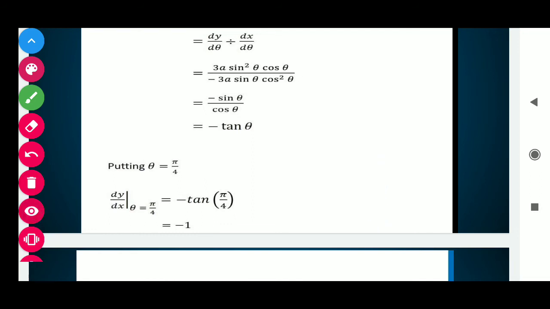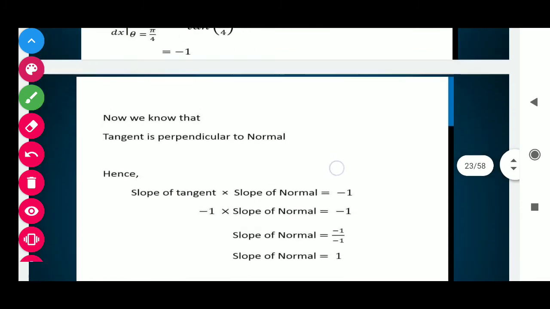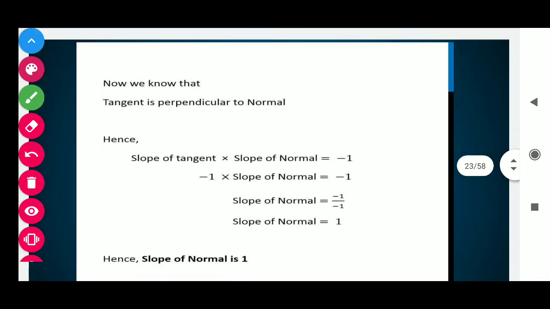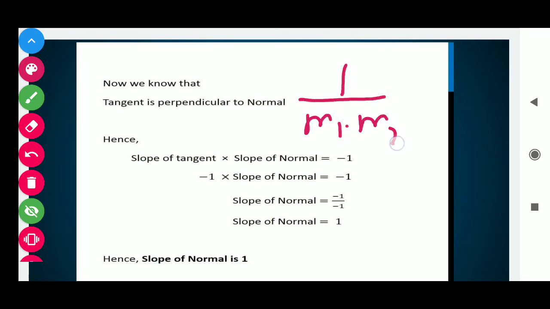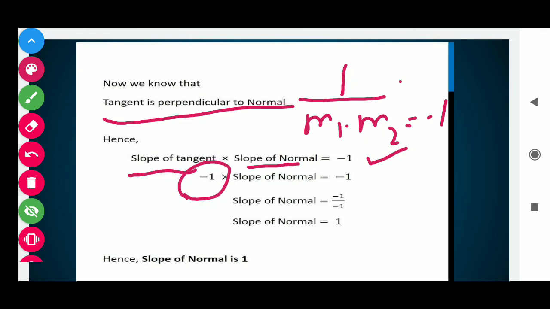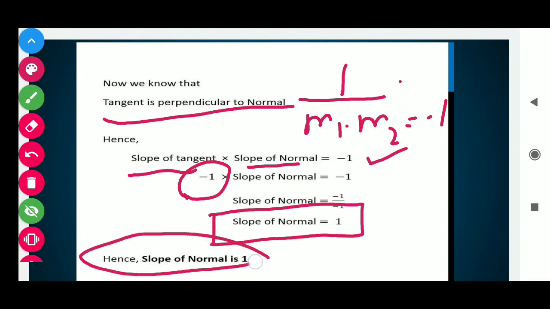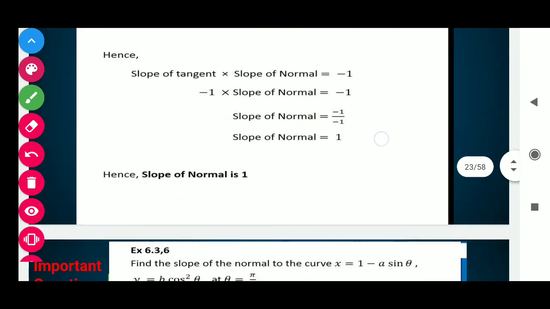So in this way we get the slope of the tangent to the curve, but we have to find the slope of the normal. In the remarks I have already discussed in session 1 that if two lines are perpendicular, then the product of their slopes is equal to minus 1. So we will use this concept. The tangent is perpendicular to the normal, hence slope of tangent into slope of normal is equal to minus 1. We have already found the slope of tangent is minus 1, so the slope of normal is 1. This is an important question, so do a lot of practice of this.